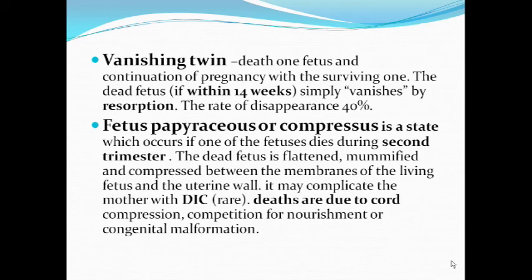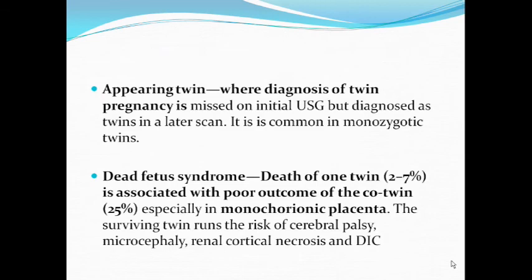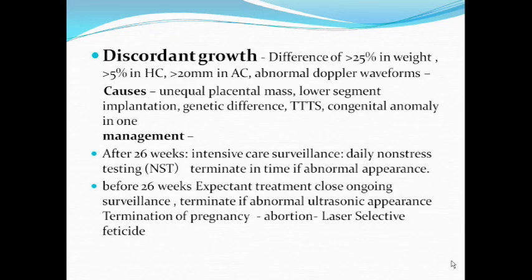So these are the different types of fetal complications we are going through. Discordant growth: here the difference of fetal weight is more than 25%, while the head circumference difference is more than 5%. Abdominal circumference difference is more than 20 mm with abnormal Doppler waveform. Causes may be different. It can be unequal placental mass, lower segment implantation, genetic differences, twin transfusion syndrome, congenital anomalies in one of the babies.